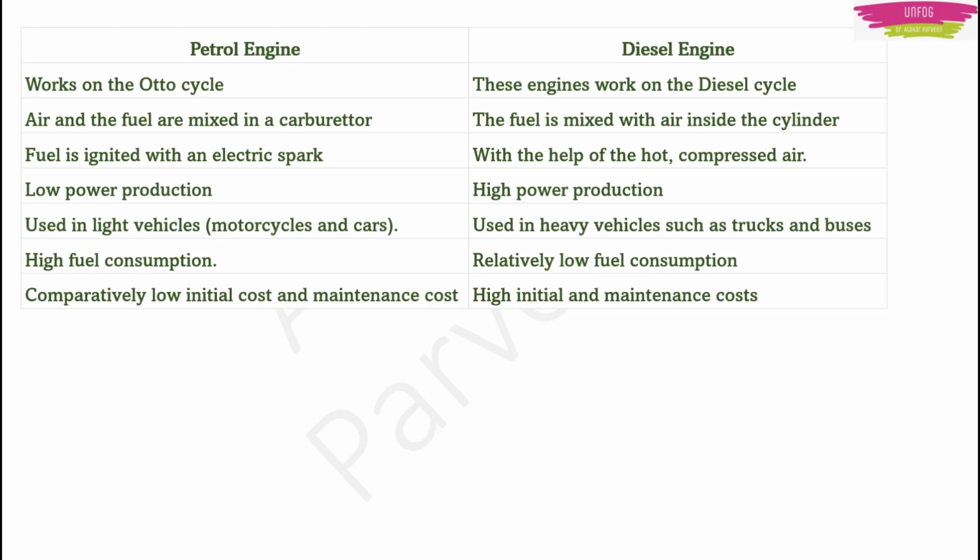In petrol engine, the power production will be low. Petrol engine means you remember your bike. Diesel engine means you remember any truck or a bus. This is how it is. Petrol engine means light vehicles, motorcycles, cars, they use this petrol engine. Heavy vehicles like trucks and buses use this diesel engine.